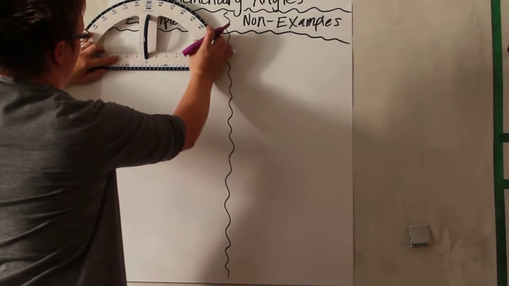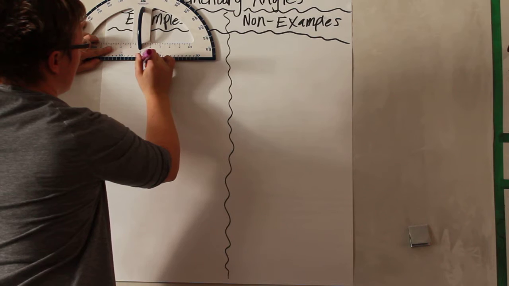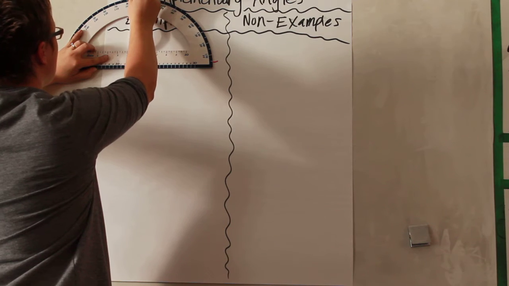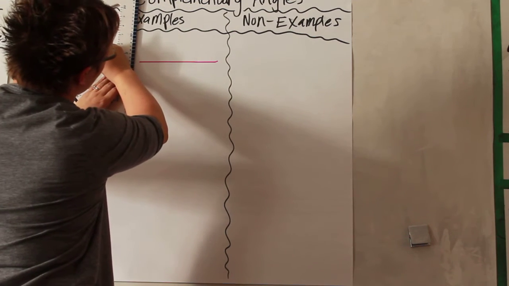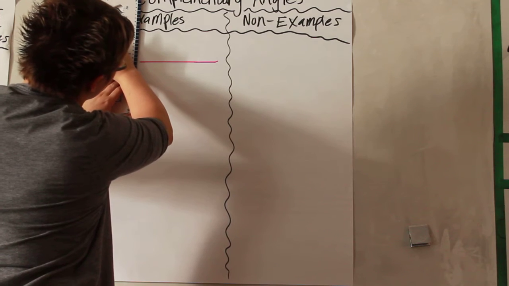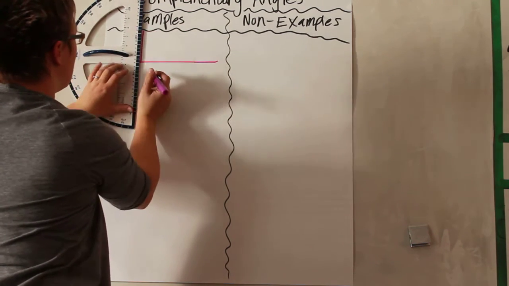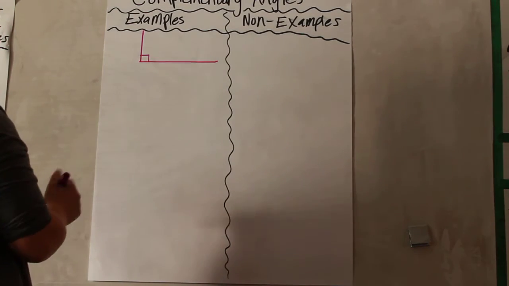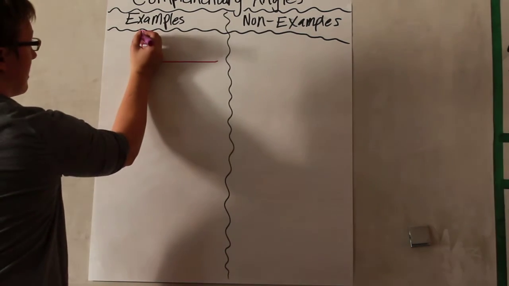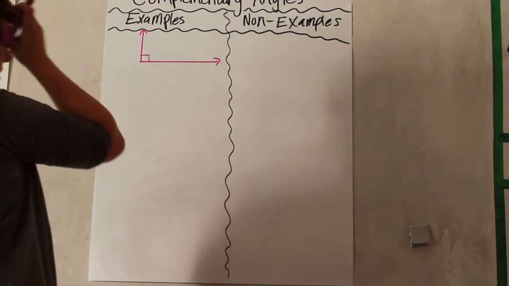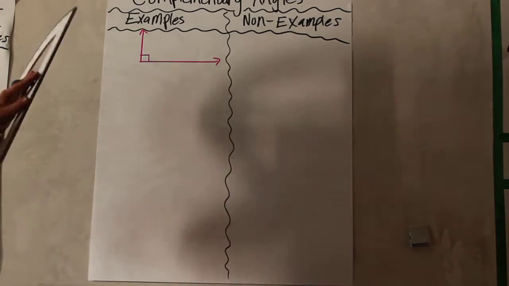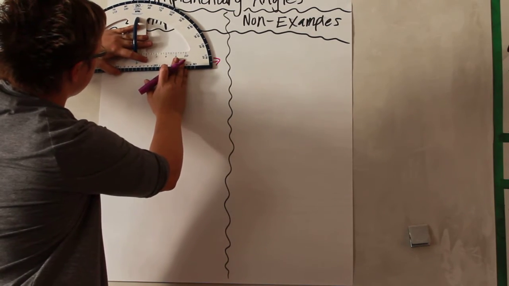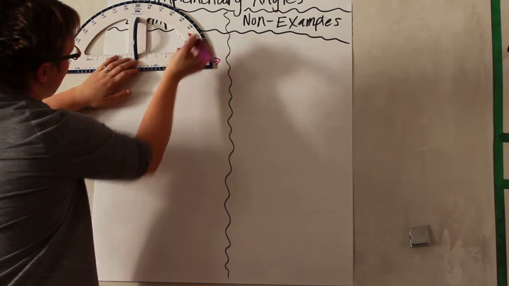So we're going to start by creating a 90-degree angle. So I created my line, and then I found my 90 degrees, lined it up, and then I traced it back. Remember that these need to be rays. Now, complementary angle is the sum, so we do need an angle that intersects it. So I'm going to create a 40-degree angle that intersects this.